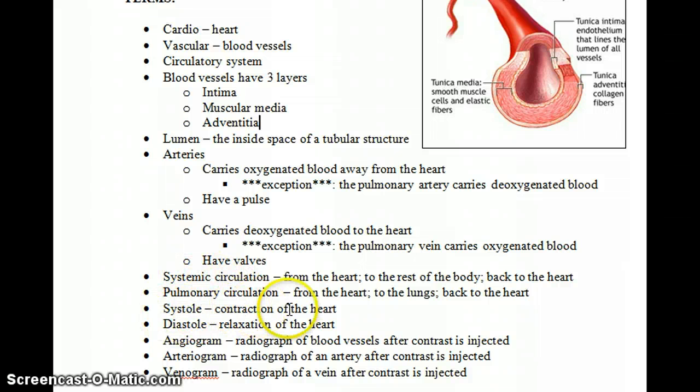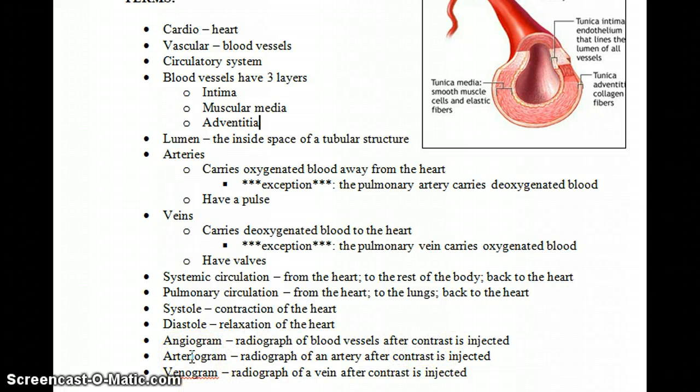Systole refers to the contraction phase of the heart. Diastole is the relaxation phase of the heart. An angiogram is a radiograph of blood vessels. This is kind of a generic term, however; it doesn't specify if those blood vessels are an artery or a vein.